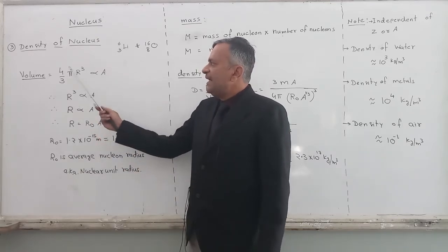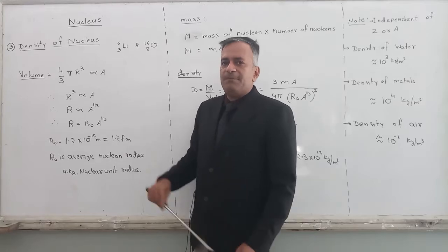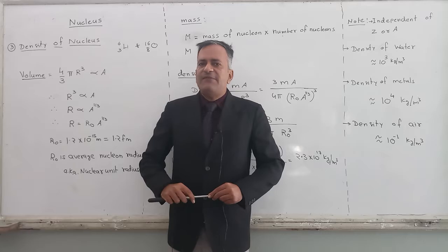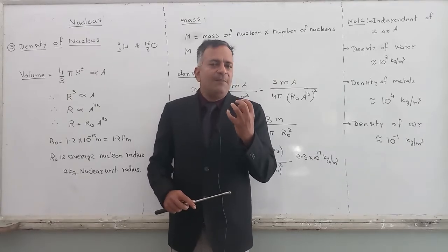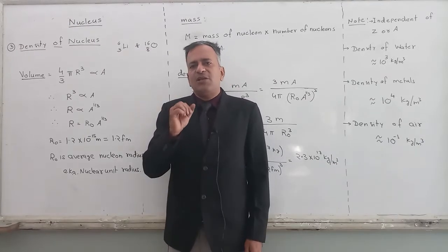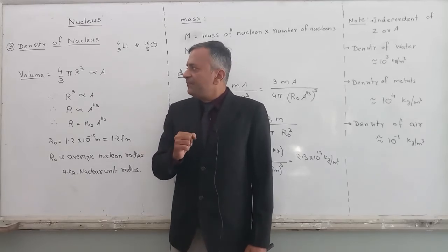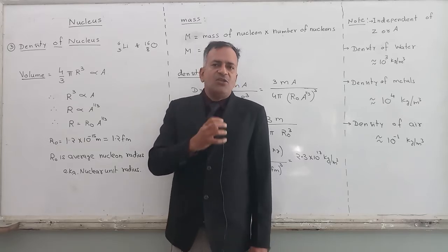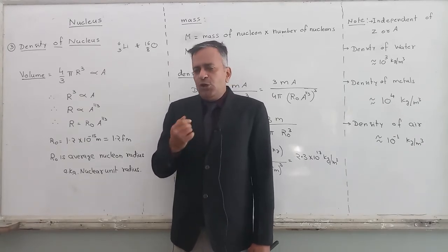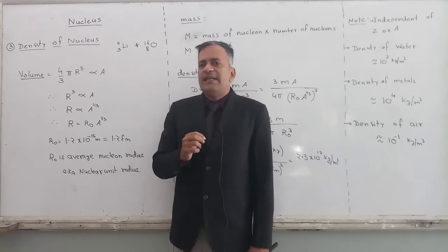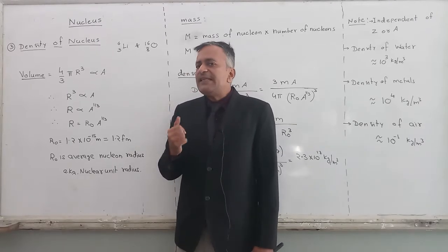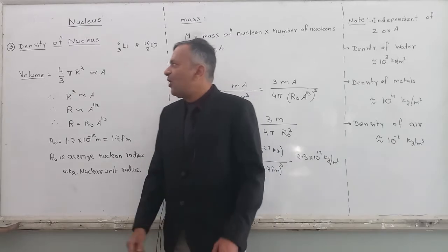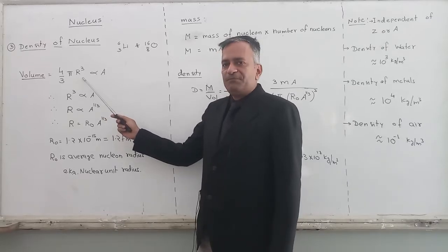Volume of the nucleus is 4 by 3 pi r cube. Why? See, nucleus behaves like a drop of water. A drop of water is having some mass, it is having some energy, and because of this the shape of water drop is almost spherical. Same way, the nucleus is also having some mass, it is having lots and lots of energy inside it, due to which the size and shape of nucleus is not very stable, but we can still approximate that the shape of nucleus is spherical. So its volume is 4 by 3 pi r cube.